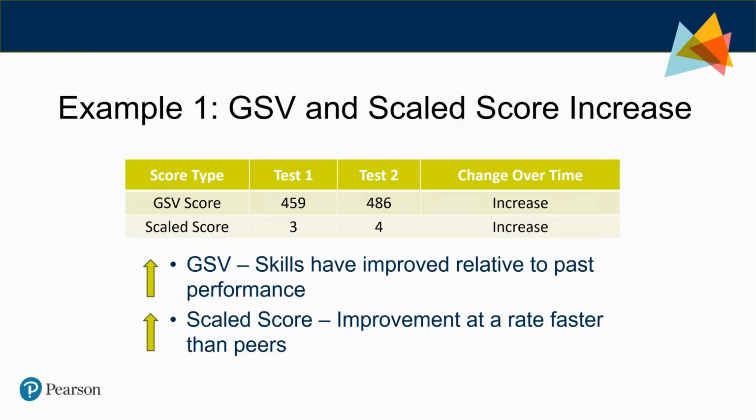So this is our first example. It shows both a growth scale value and scaled score increase. So for test 1, they got a scaled score of 3, and then test 2, they got a scaled score of 4, and their growth scale value also increased. So it shows that for the growth scale value, their skills have improved relative to past performance, but then with their scaled score, there was improvement at a faster rate than peers.